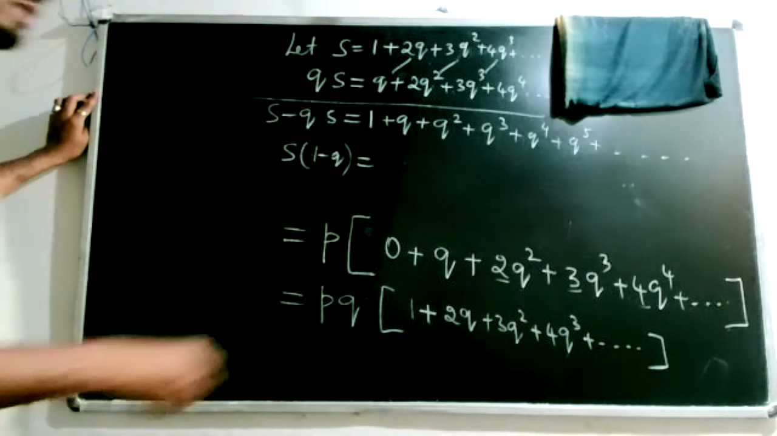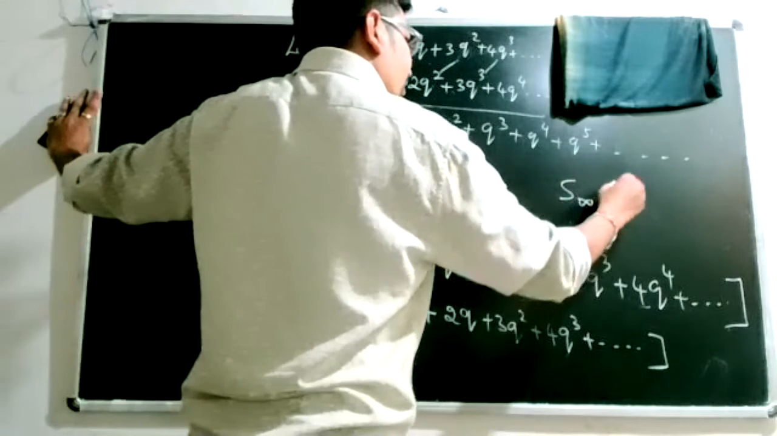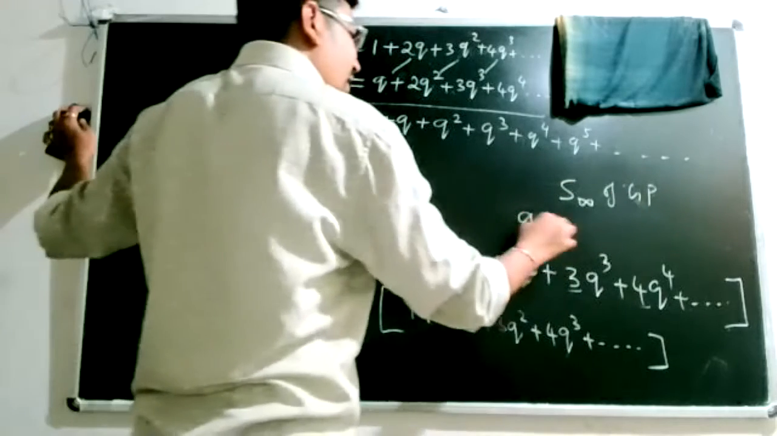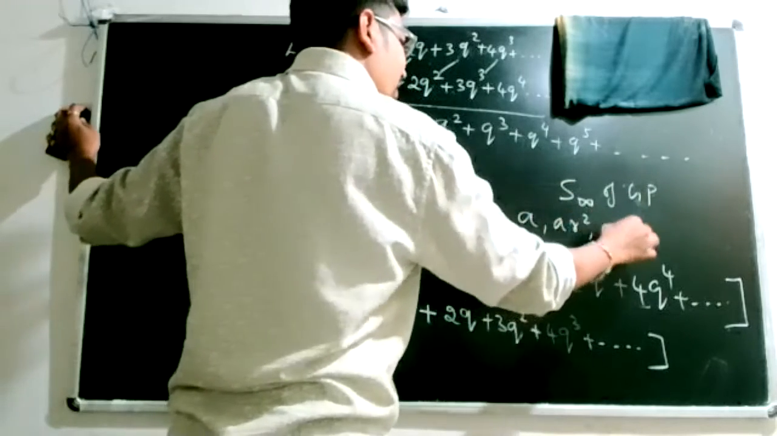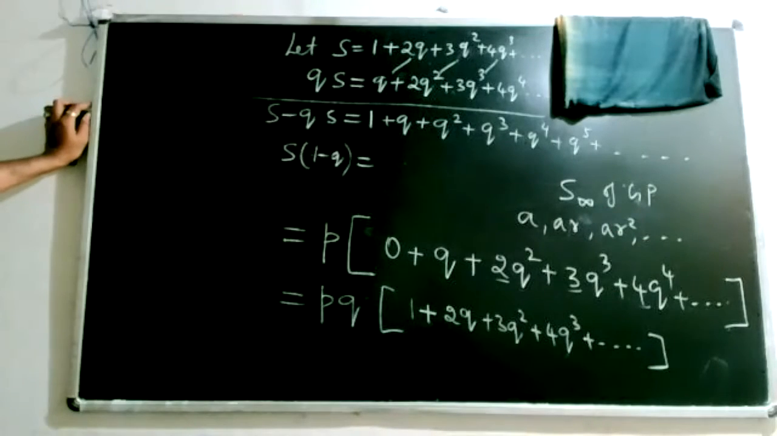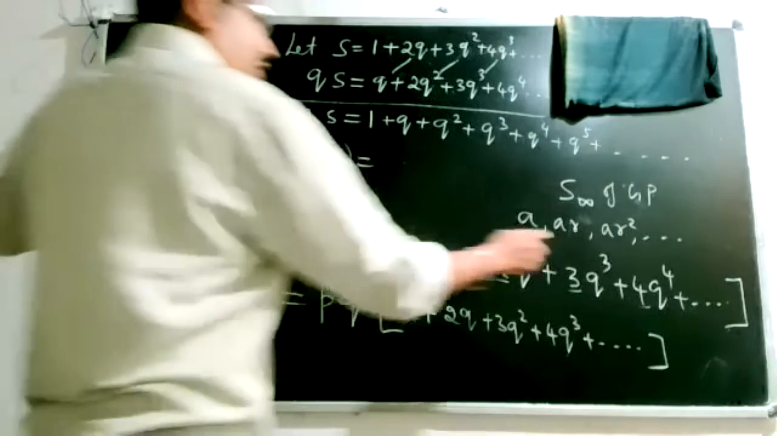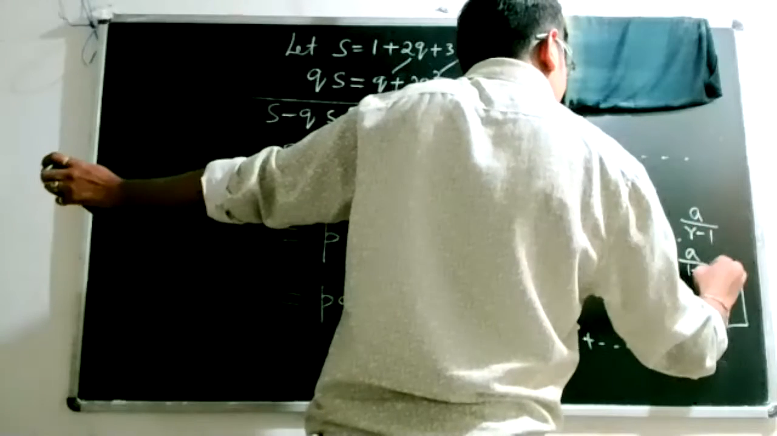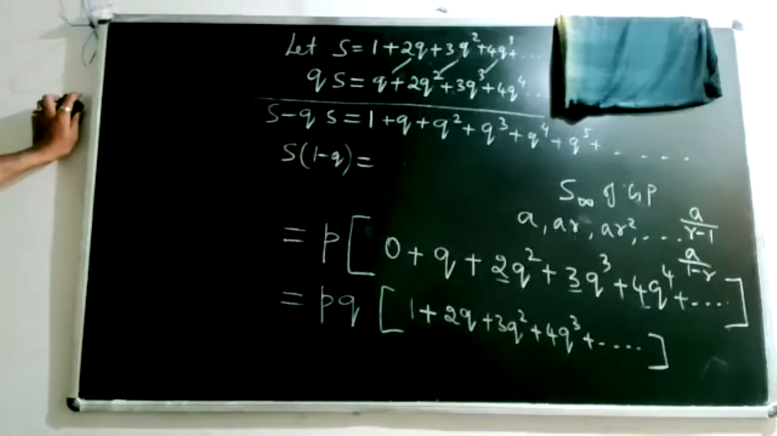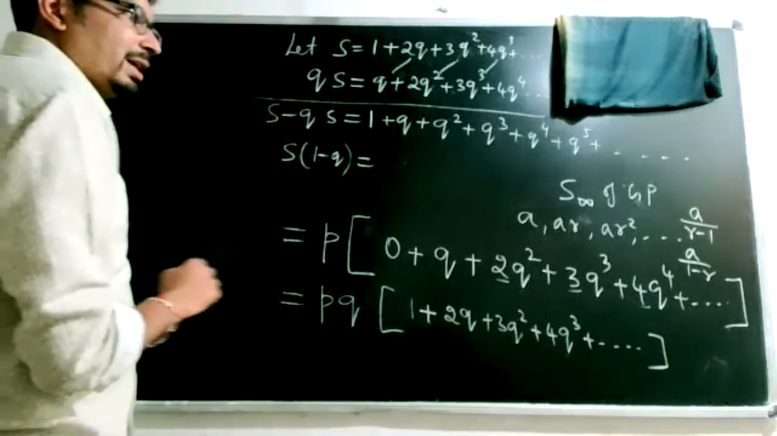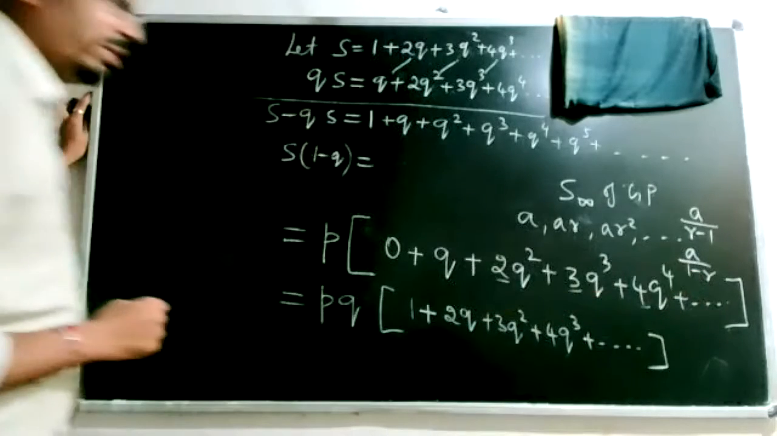So what is S infinity of a GP? Sum of infinite terms of a GP, starting from the first term a, then you have ar, ar square, etc. is a by r minus 1, provided your r is greater than 1. And if r is less than 1, then the sum becomes a by 1 minus r. So here the common ratio is q, and we know that q is less than 1. Therefore, the denominator will be 1 minus q.